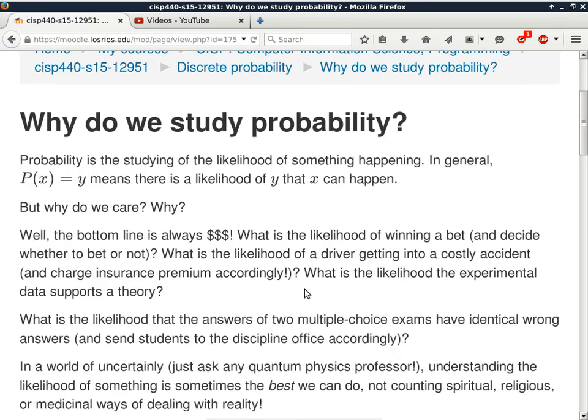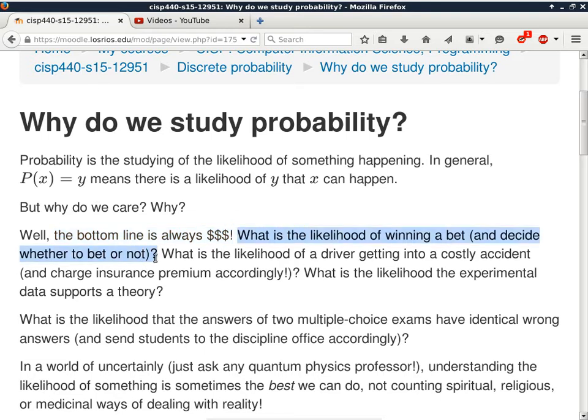Okay, so if I just pump up the font size one more time, this is easier. So the general notation is P of x equals y, denoting the likelihood, which is y, of the event x happening. That's general probability. It's not even just for discrete probability. But why do we want to know, or why is that important? Now, one thing is the bottom line is just money. So why would probability be related to money?